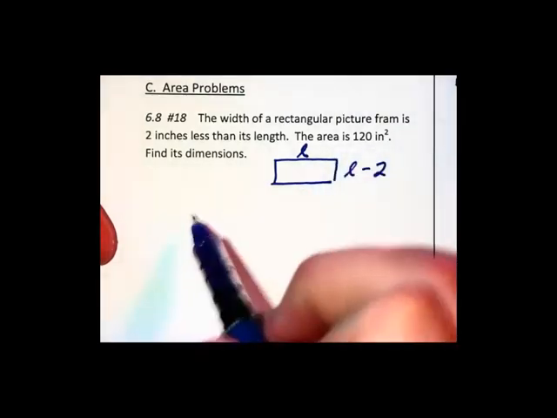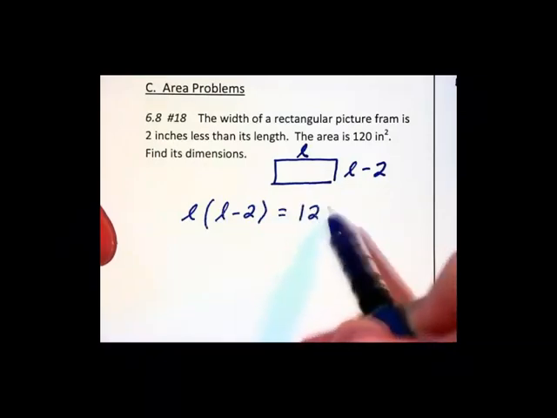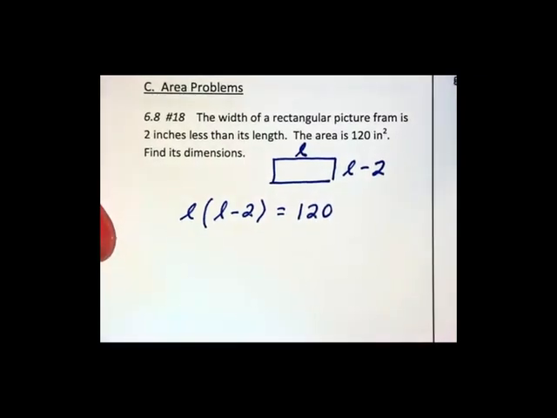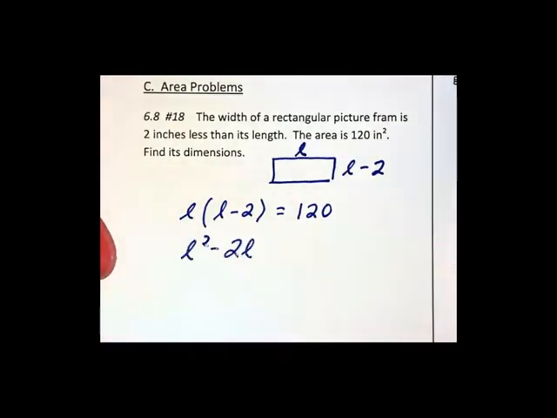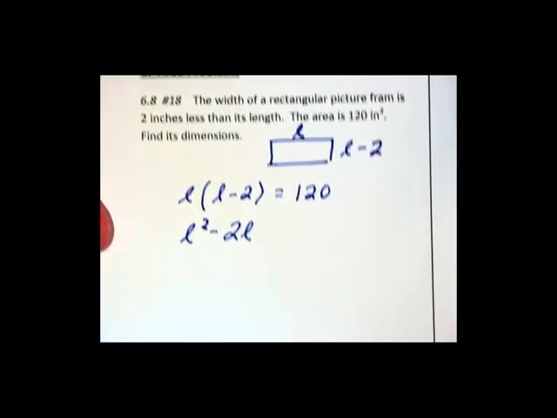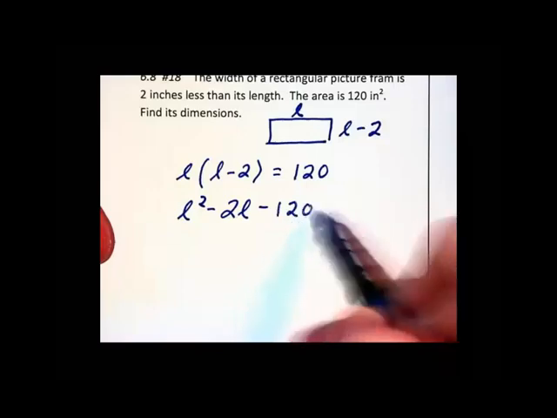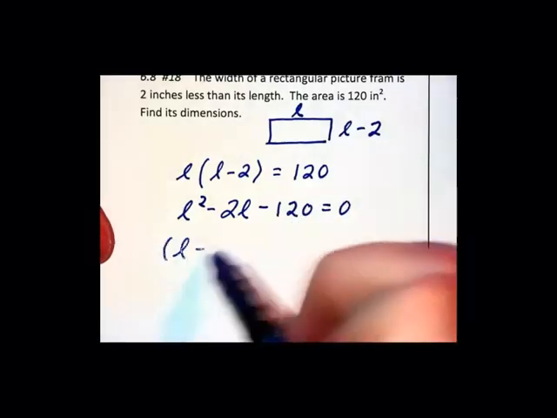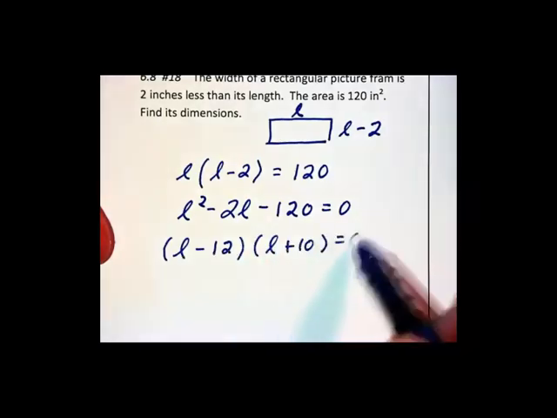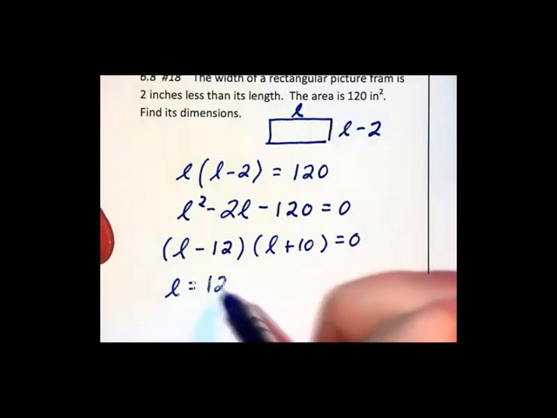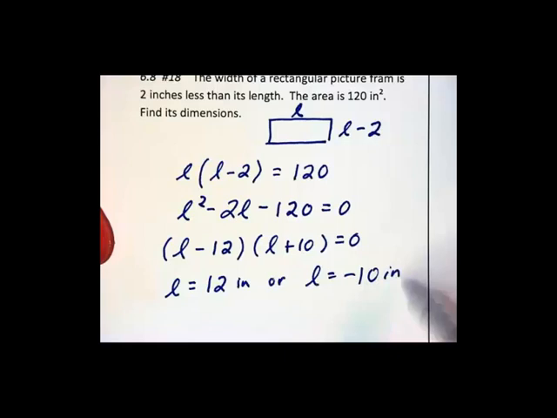Area means multiply, so I'm going to have L times the L minus 2 equals the 120 square inches. Distributing, we're going to have L squared minus 2L. This is quadratic, which is going to need to be set equal to 0, so I'm going to choose to just subtract the 120 on each side now, which will factor L minus 12 times L plus 10, and we get L is equal to 12 inches or L is equal to negative 10 inches.